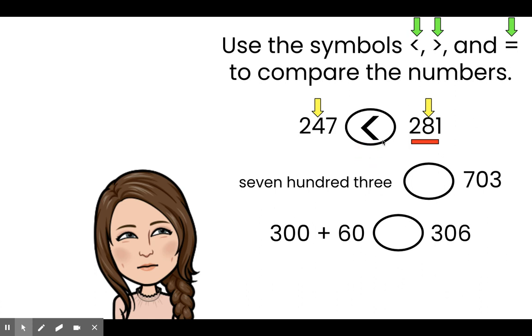If you said less than, you've got it! It had fewer groups of 10, making its value less than the value of 281. Remember, the larger opening on this symbol is going to point toward the larger number, or the number with the greatest value.